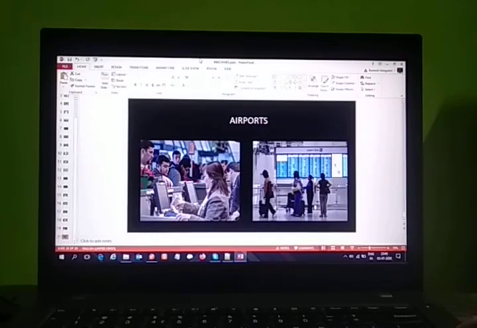At airports, it is the same, but here they also check the passport and give the boarding pass, all those. Next, they display the information about the flight, what the arrival time and departure time are. They use computers at airports for that.